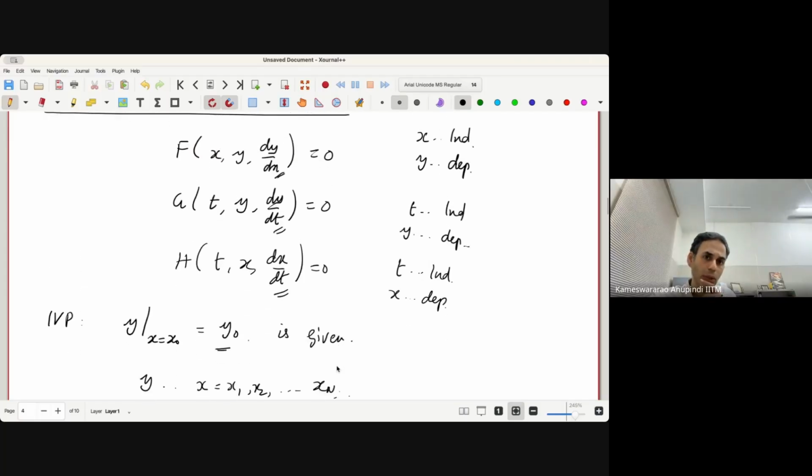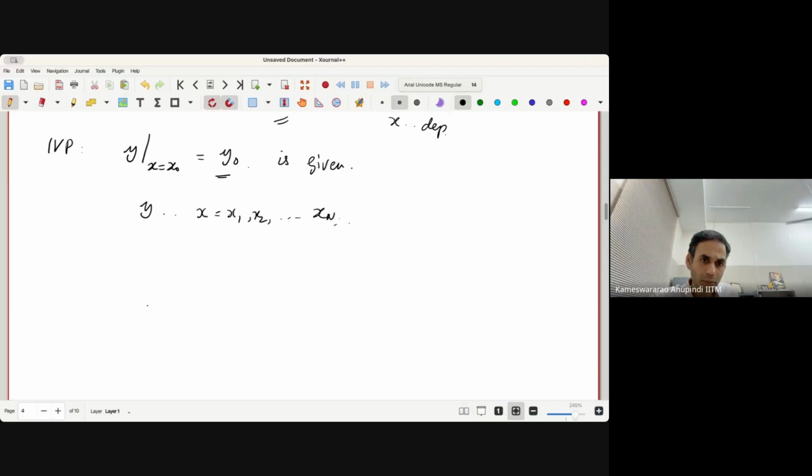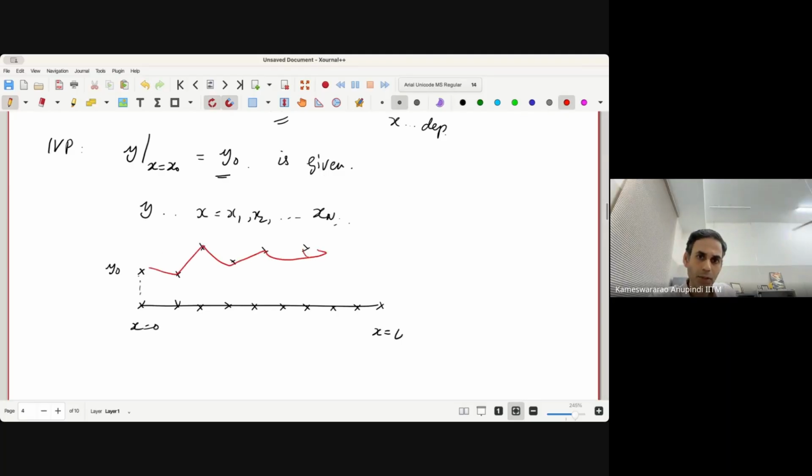Let's say this is x equals 0, x equals L. The y value here is given, which is y naught, and then we need to calculate this at all the different points, because this is an initial value problem. We will obtain certain values here, and that is how the function is going to look like.